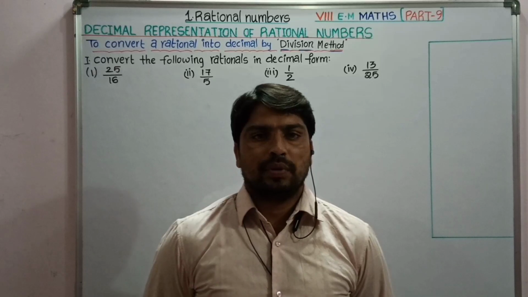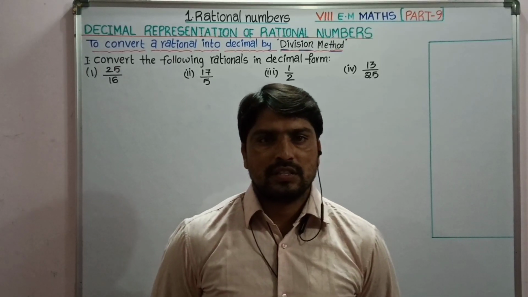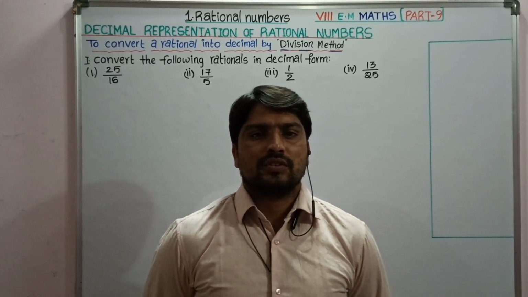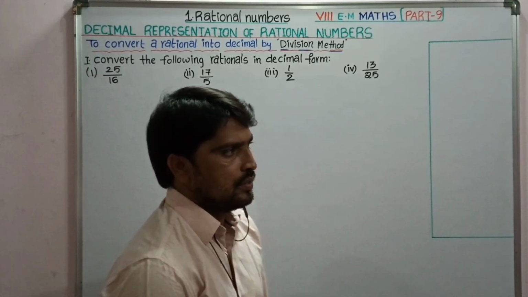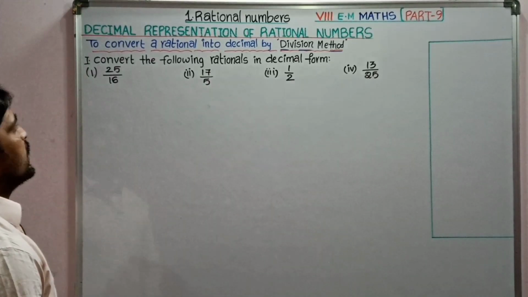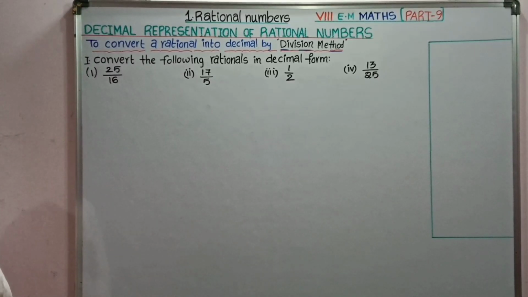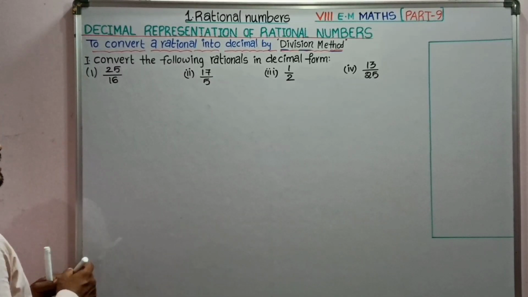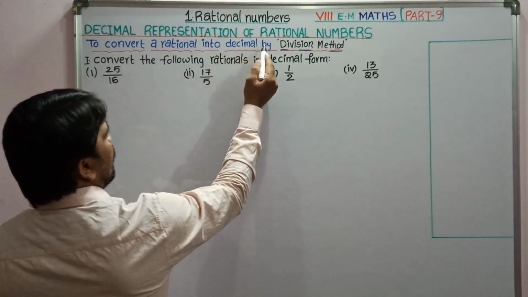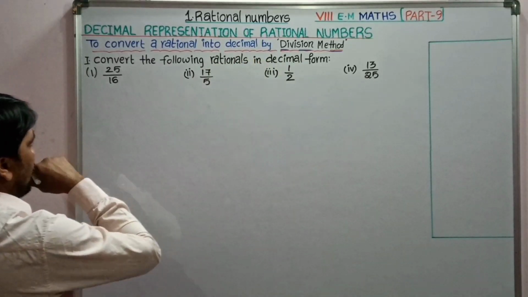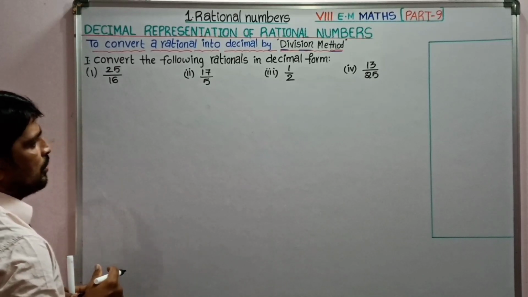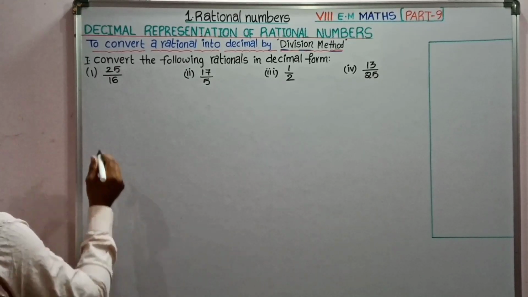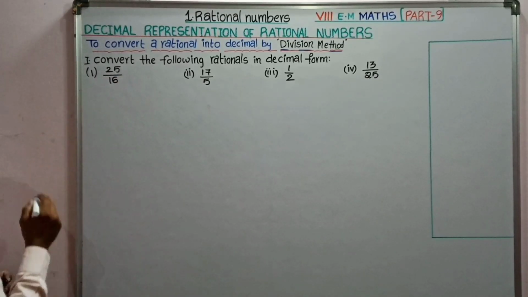Today we are going to look at part 9 of rational numbers, which is about decimal representation of rational numbers by the division method. Okay, let's start our class. Decimal representation of rational numbers: to convert a rational number into decimal by the division method. First question, convert the following rationals into decimal form. The first one is 25 by 16.